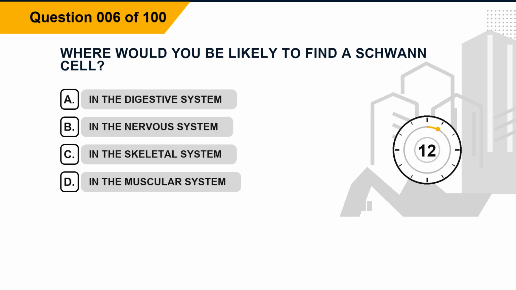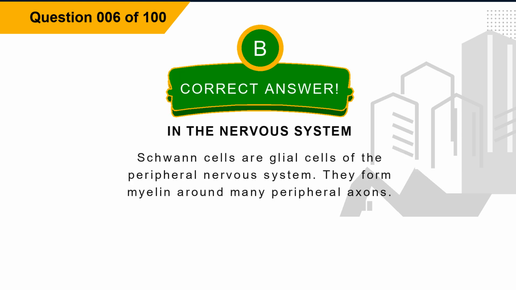Question 6. Where would you be likely to find a Schwann cell? Option A, in the digestive system. Option B, in the nervous system. Option C, in the skeletal system. Option D, in the muscular system. The correct answer is option B, in the nervous system. Explanation. Schwann cells are glial cells of the peripheral nervous system. They form myelin around many peripheral axons.